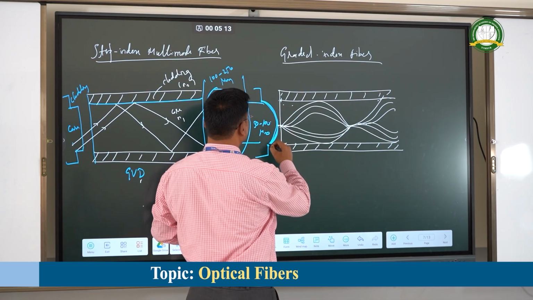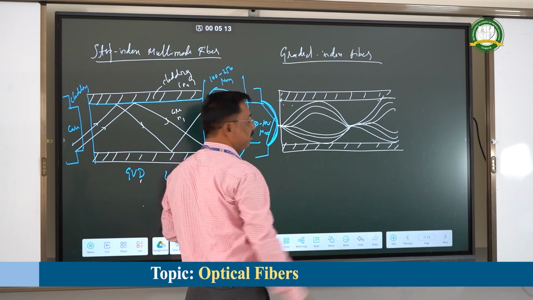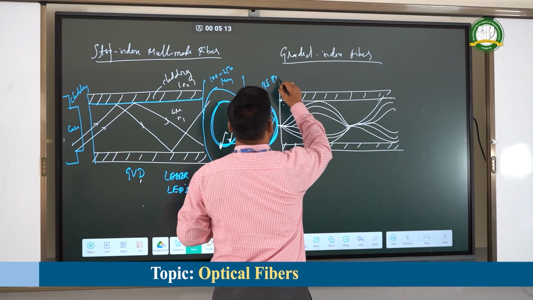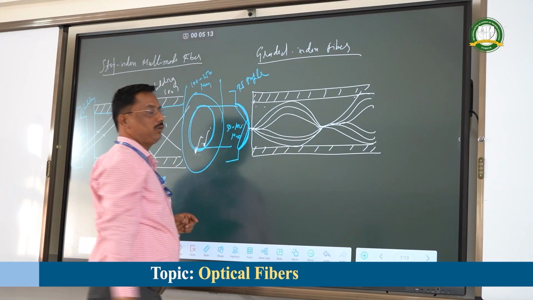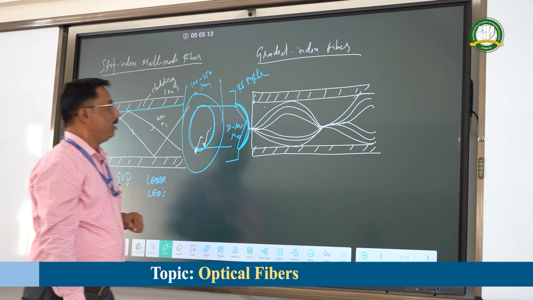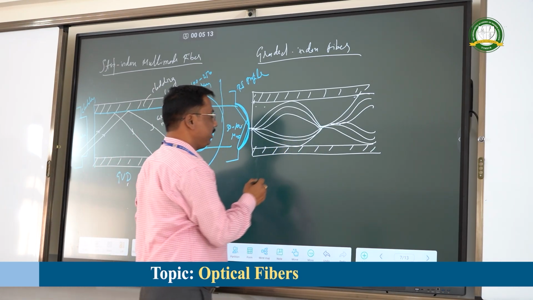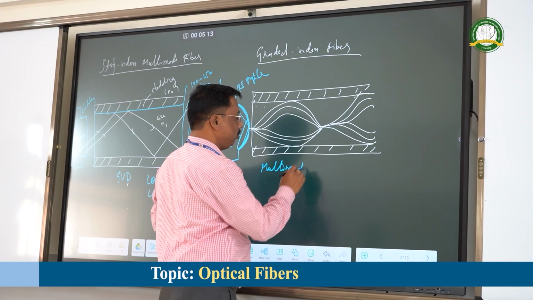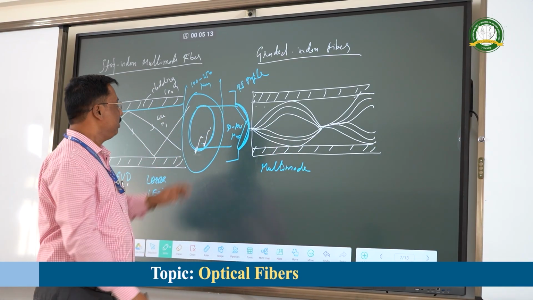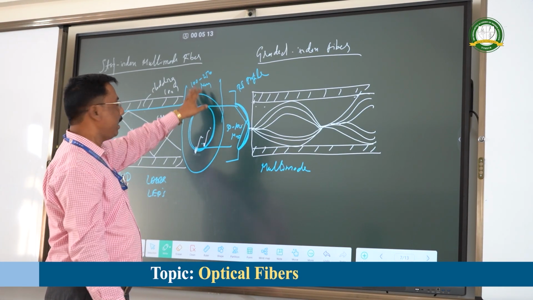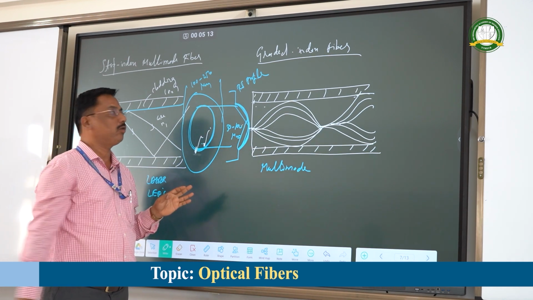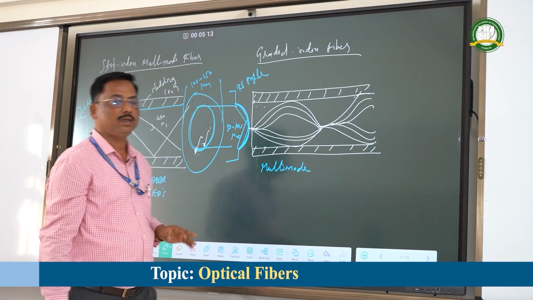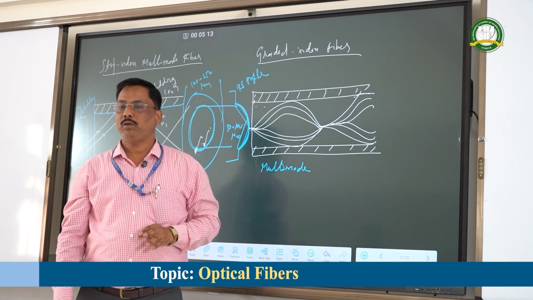And not only parabolic, we can use a triangular form also. This is called the refractive index profile. It supports, by default, multi-mode. It supports more than one mode, that's why it is called multi-mode. The core diameter and cladding diameter are the same as the multi-mode fiber. Core diameter is around 50 to 100 micrometer, and cladding diameter is 100 to 250 micrometer.